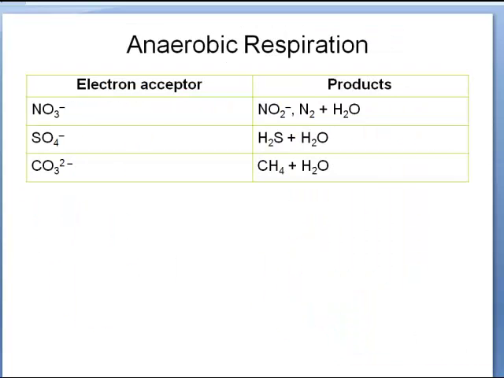So now this is a little summary from your book. In anaerobic reactions, the electron acceptors are not oxygen. Oxygen is the final acceptor only in aerobic reactions. In anaerobic reactions, it could be nitrates, you can have sulfates, or you can have carbonates.